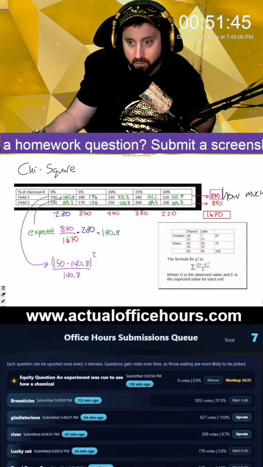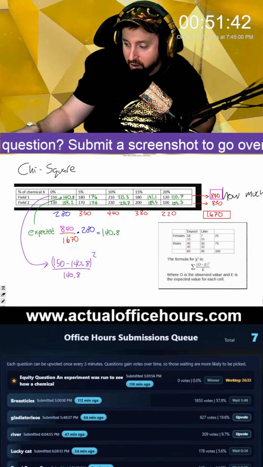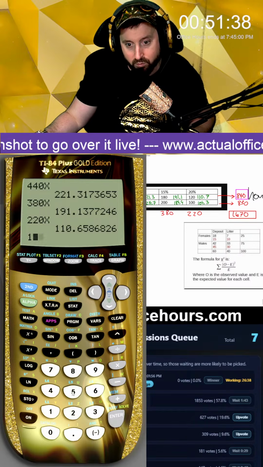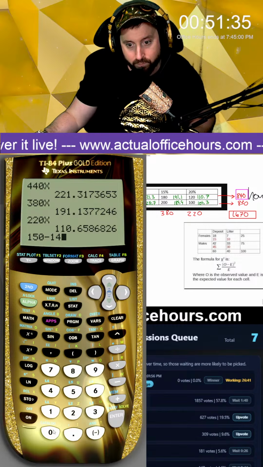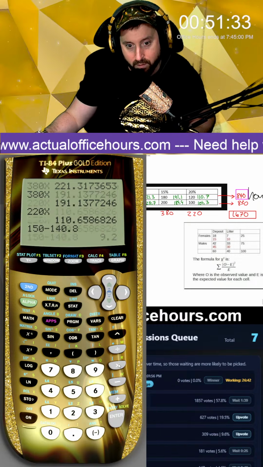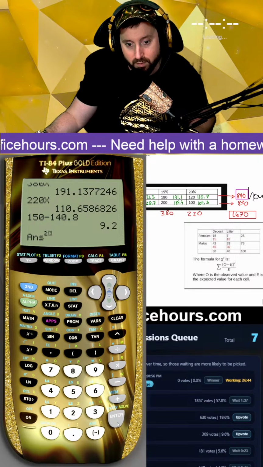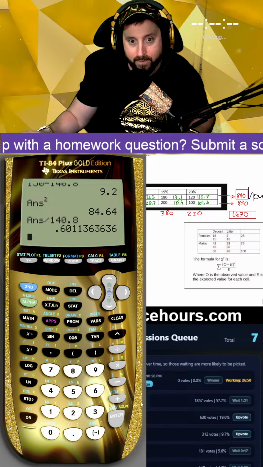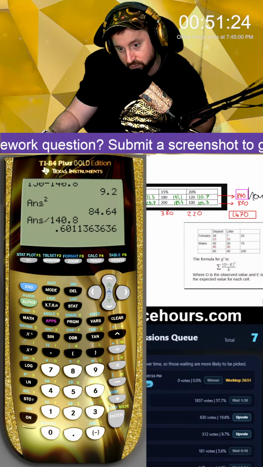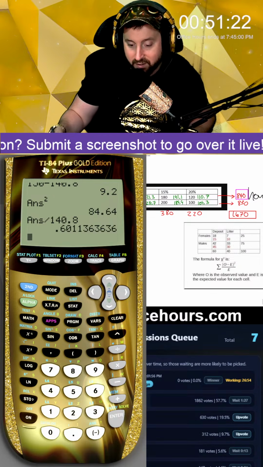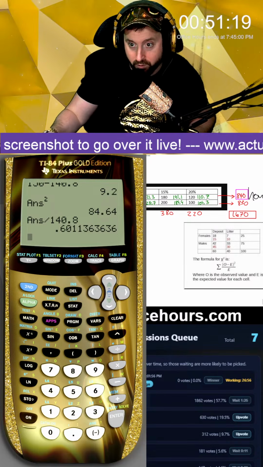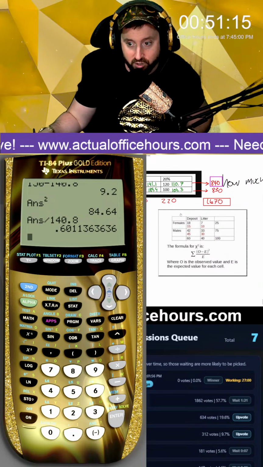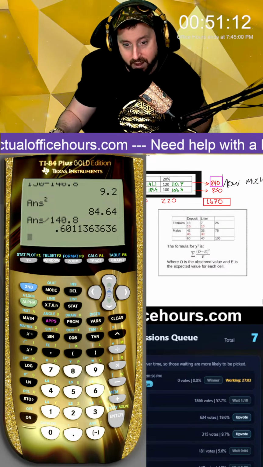Okay. And then I'll show you what you're supposed to do to calculate, because you have to go look at a table. So this is 150 minus 140.8. You're going to square that, and then you're going to divide this by 140.8. And so that's going to give you 0.6. Okay? You're going to take that, and you're going to repeat that for all the other columns and rows, all the other cells. And then you're going to sum all of those up. So, like, add them all up.